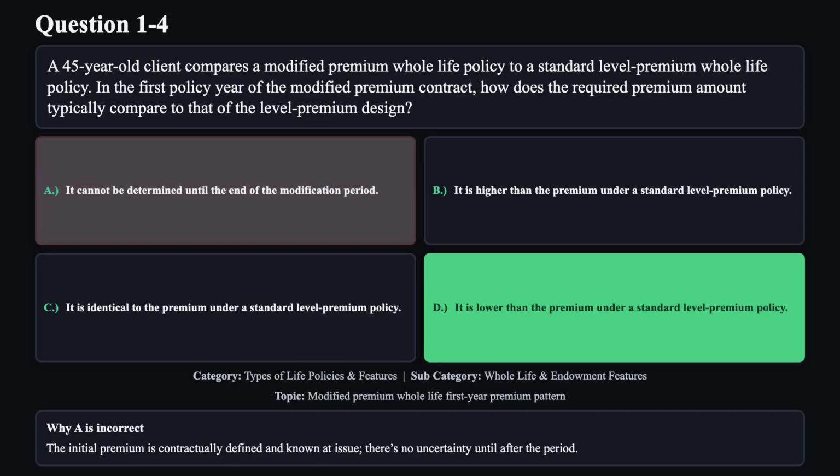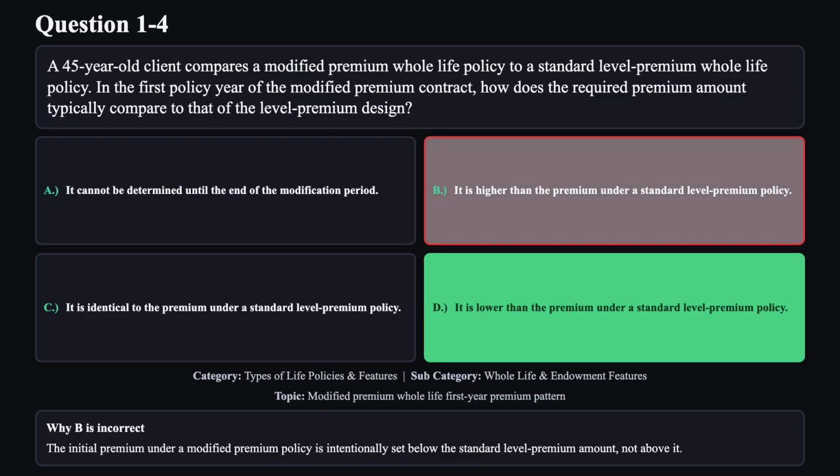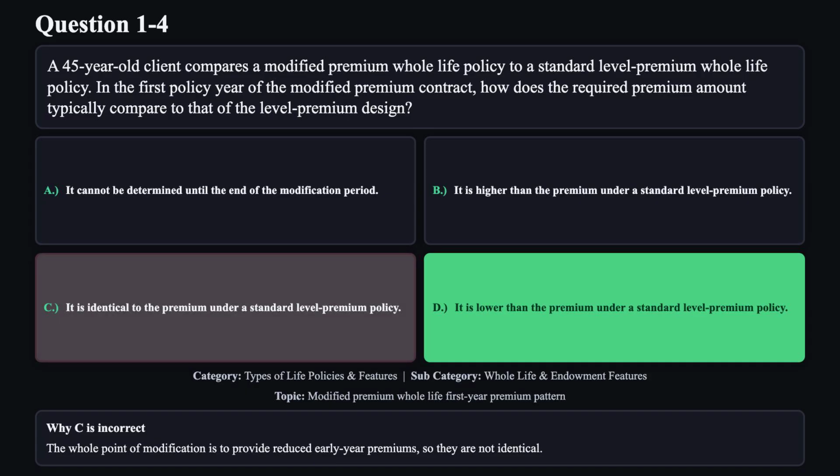Reason A is not correct. The initial premium is contractually defined and known at issue. There's no uncertainty until after the period. Reason B is not correct. The initial premium under a modified premium policy is intentionally set below the standard level premium amount, not above it. Reason C is not correct. The whole point of modification is to provide reduced early year premiums, so they are not identical.